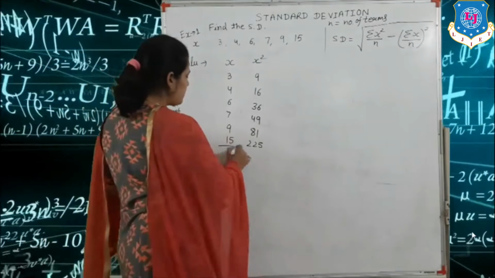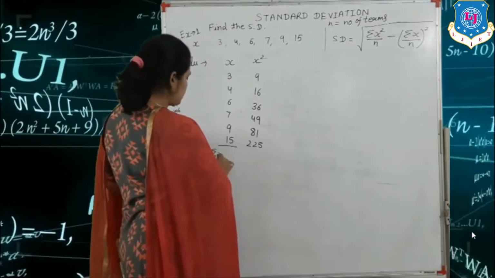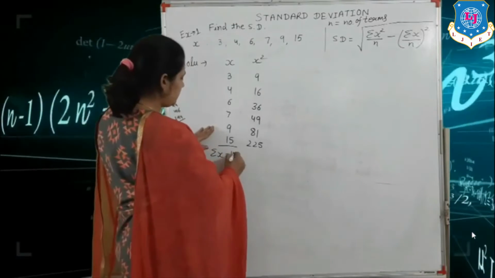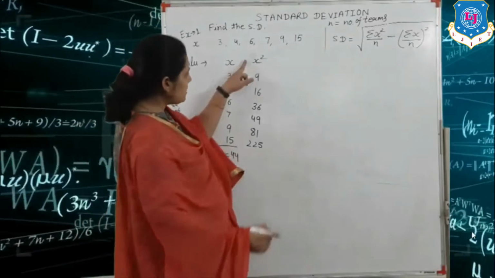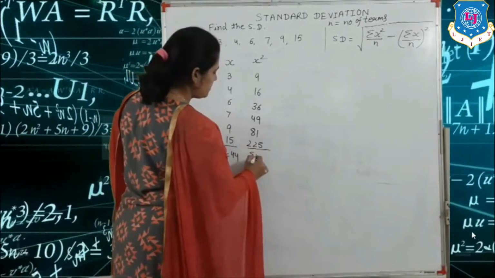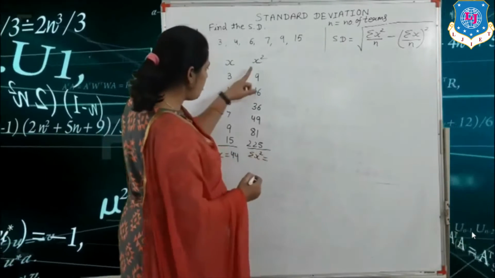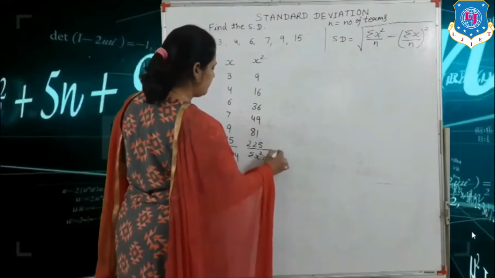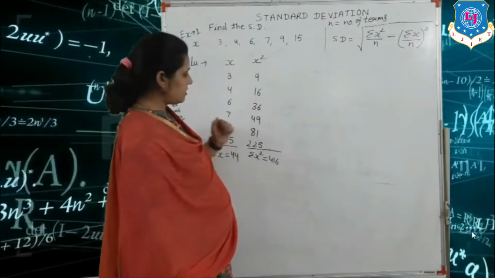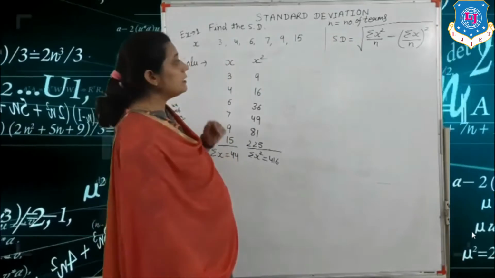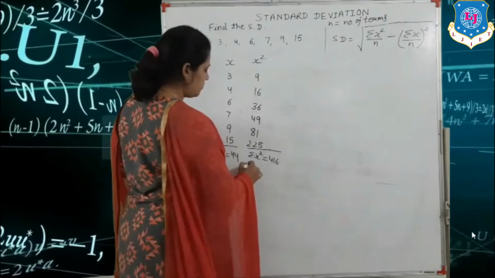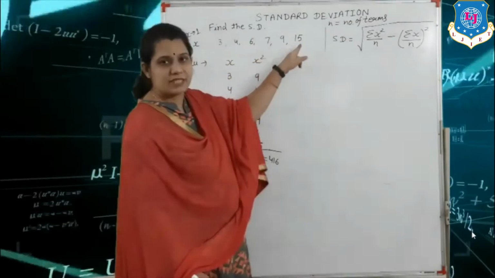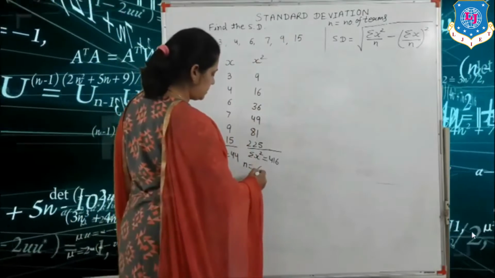Okay, so here we have the column of the x square. After that, first we find the summation x. Summation x means the sum of all these values, that means 44. Got it? Summation x square means the sum of all these values, and we get the value 416. Okay, this is the value of the summation x square. And the number of terms, N, is equal to 1, 2, 3, 4, 5, 6. That means N is equal to 6.